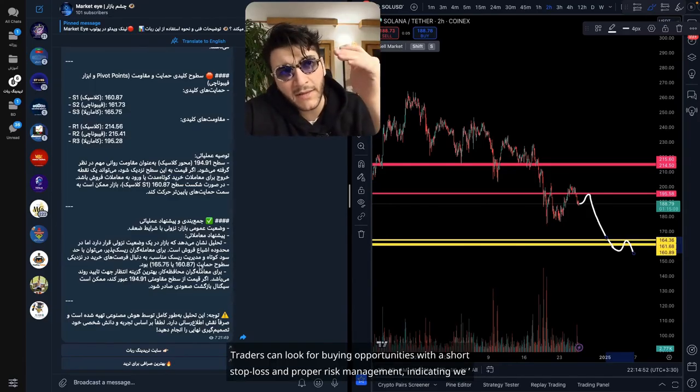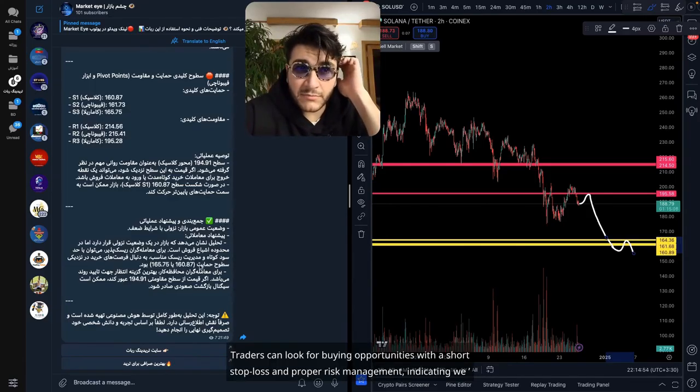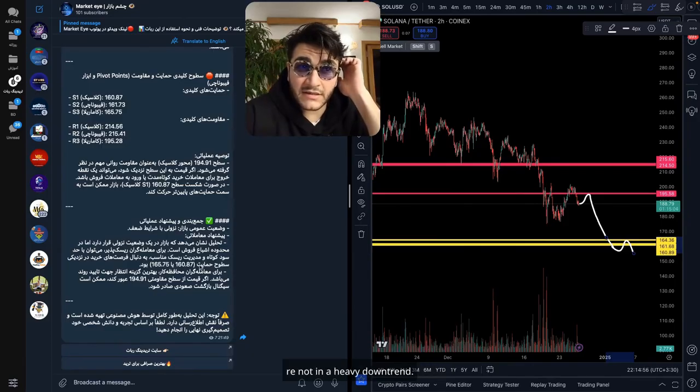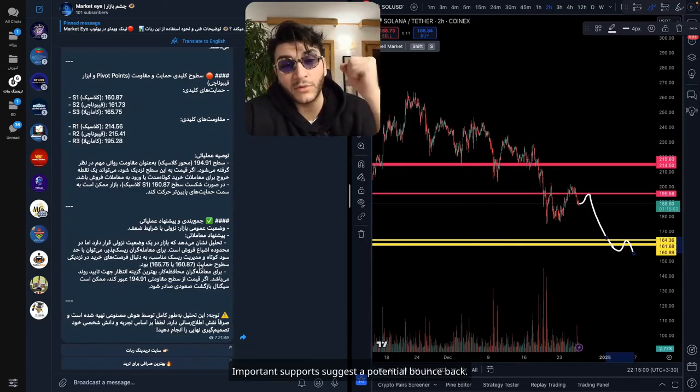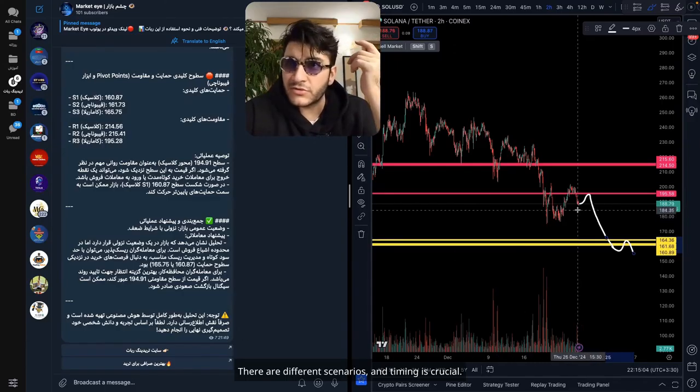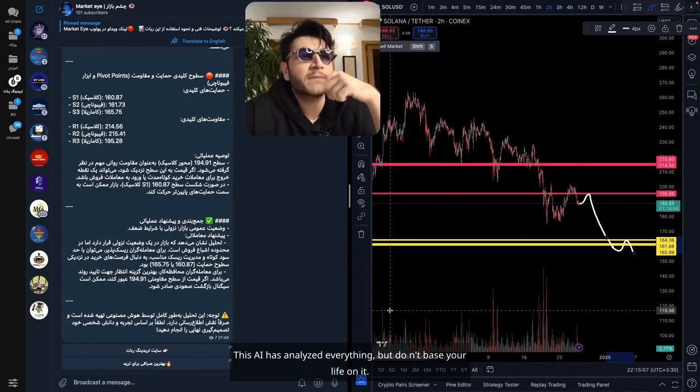Traders can look for buying opportunities with a short stop loss and proper risk management, indicating we're not in a heavy downtrend. They might set up a range, allowing for a small long position. Important supports suggest a potential bounce back. There are different scenarios, and timing is crucial. This AI has analyzed everything, but don't base your life on it.